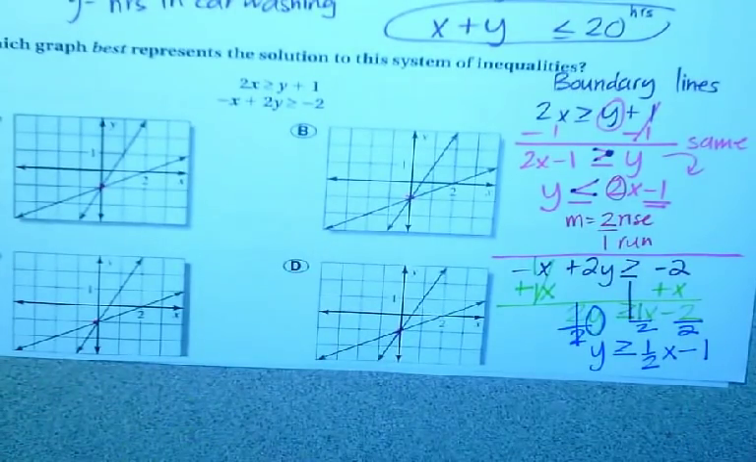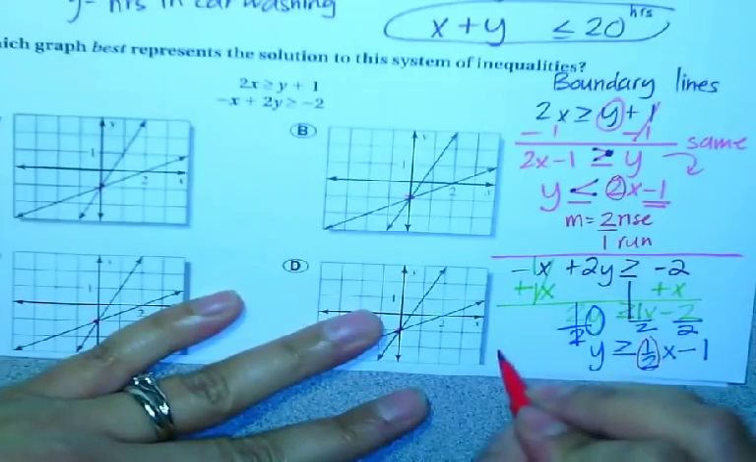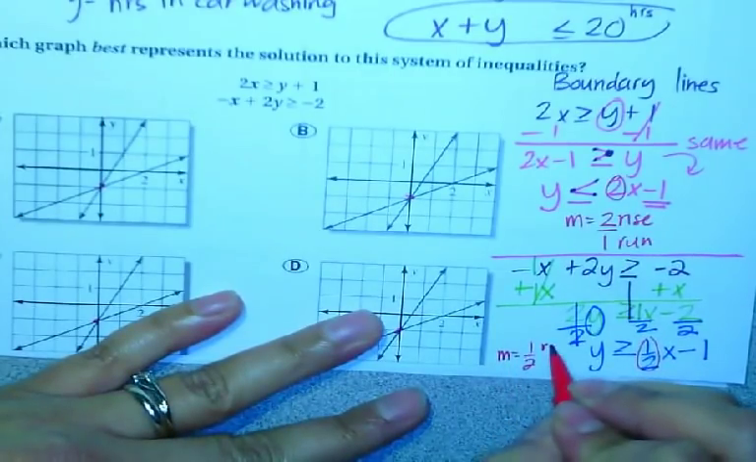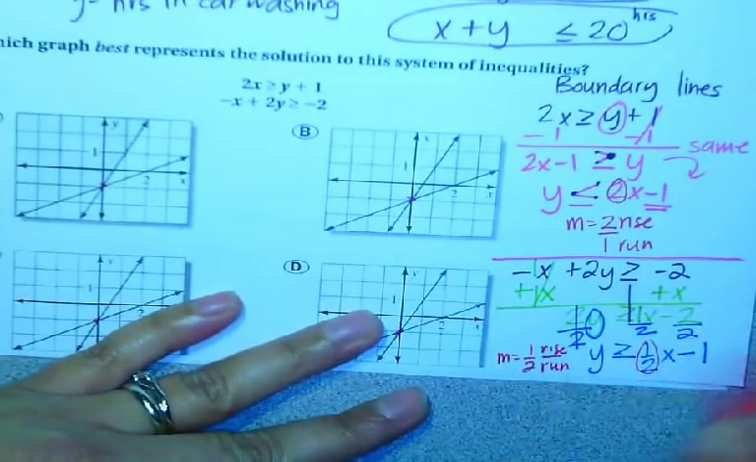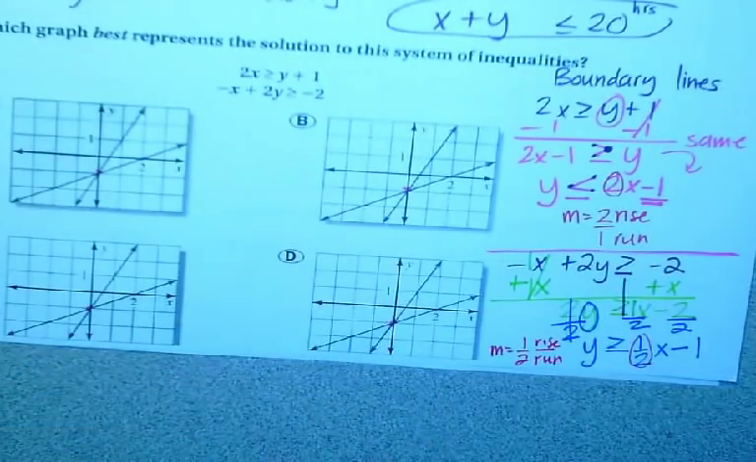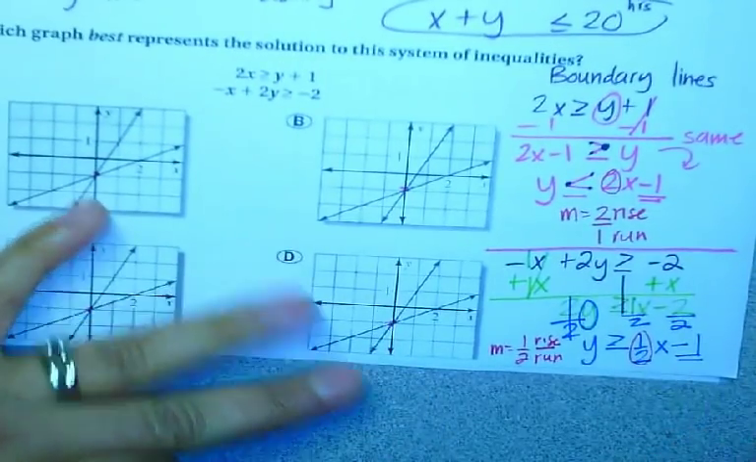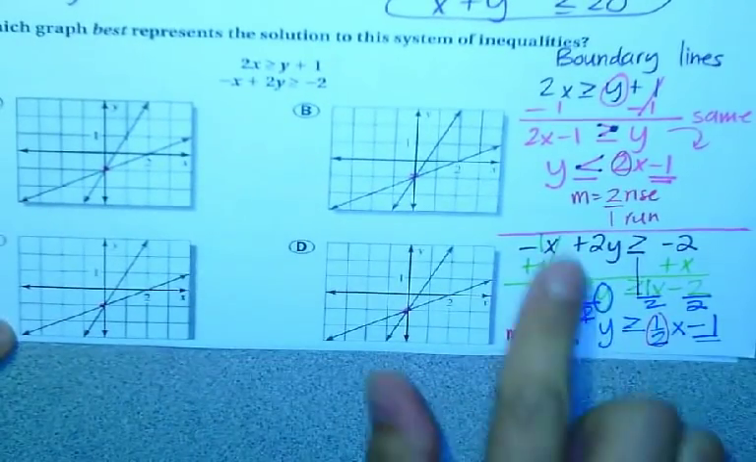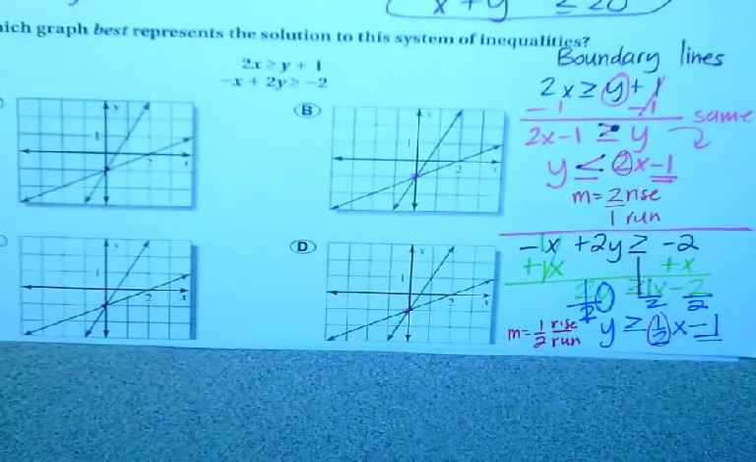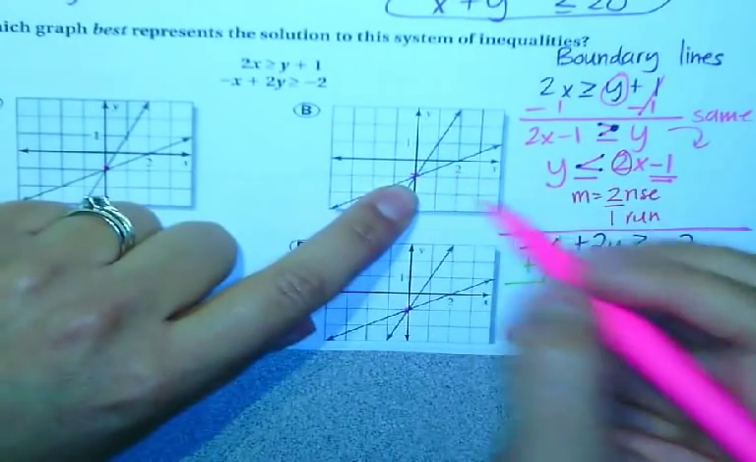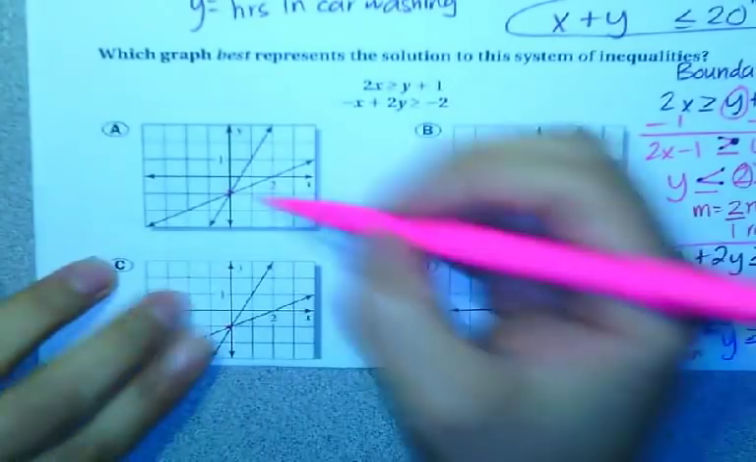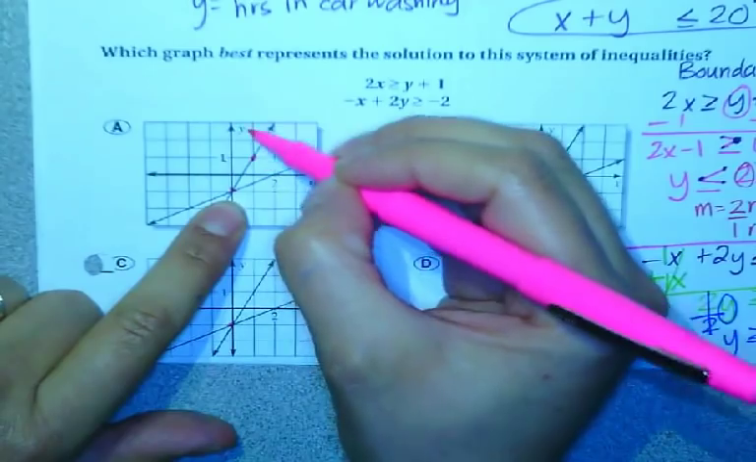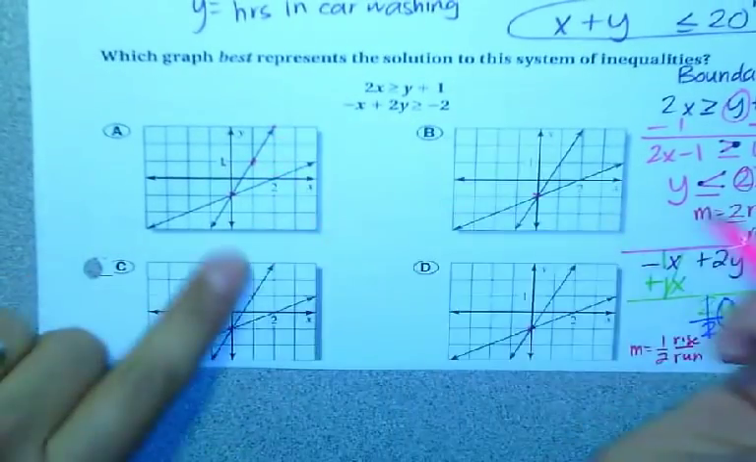In this one, this is your slope, rise over run, and this would be your y-intercept, -1. We already said that all the graphs have -1 as the y-intercept, so now we have to check the slopes to see if they're graphed correctly. On this one, I have a slope of 2. So from -1, I would go up 2 and to the right 1. Let's start with A. Up 2 to the right 1, up 2 to the right 1. This one looks good.